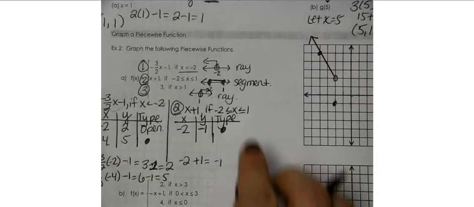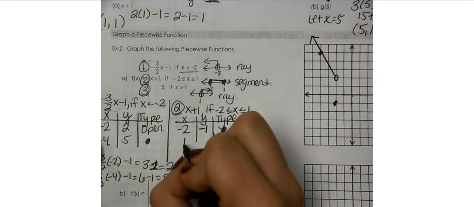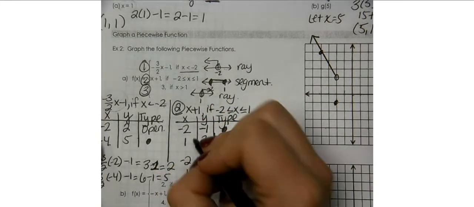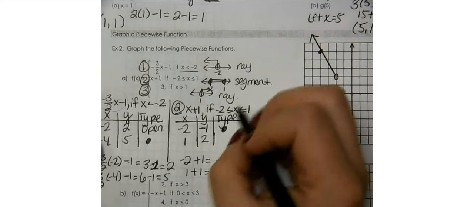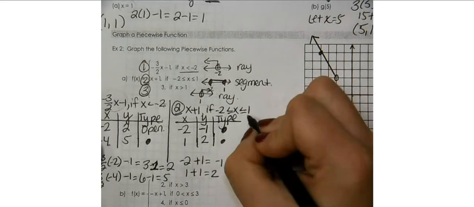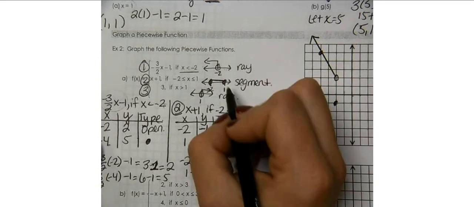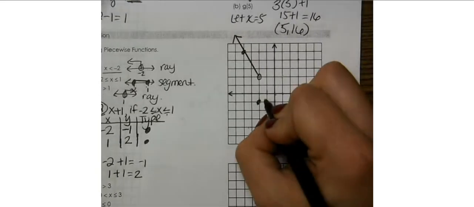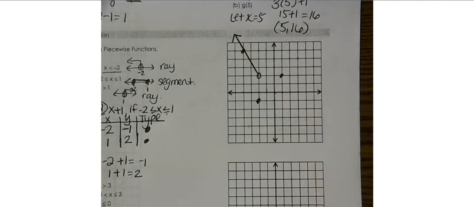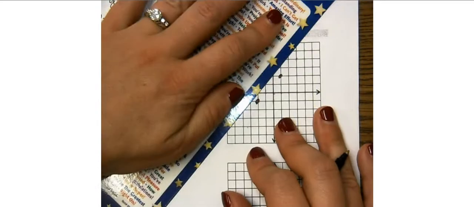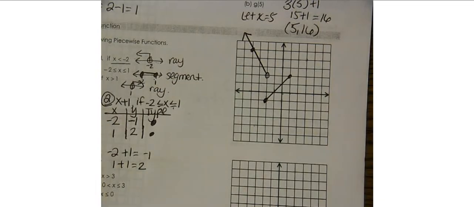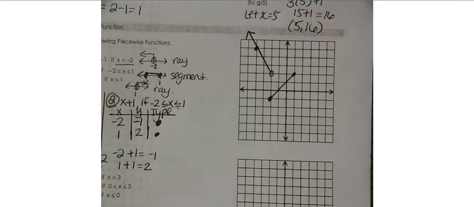Next, I'm going to let x equal 1, and I'm going to plug 1 into my piece. 1 plus 1 equals 2. So at the ordered pair 1, 2, I'm also going to have a closed circle because we have an equal to symbol. Less than or equal to 1 would have a closed circle. So at the ordered pair 1, 2, I'm going to plot a closed circle. This is a segment, so I'm only going to connect these 2 points with just a little line that connects, and I'm not going to draw any arrows going through it. It's a segment, a starting point and an ending point.